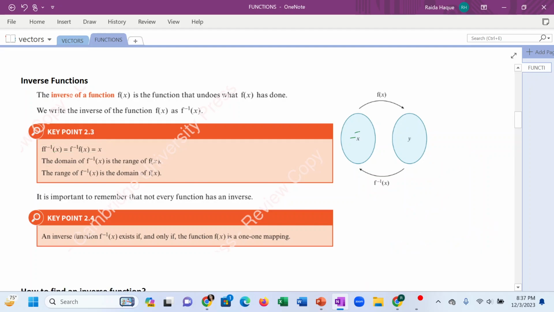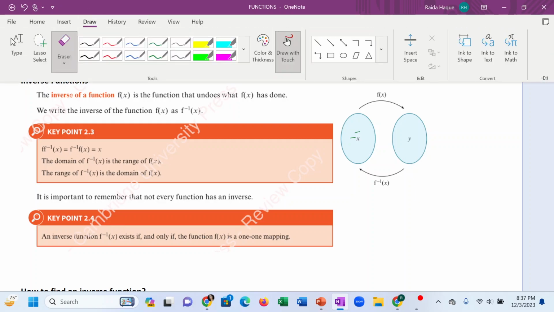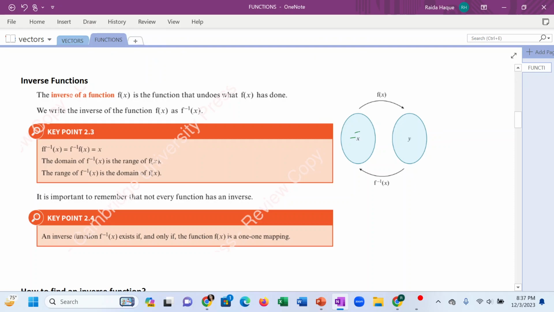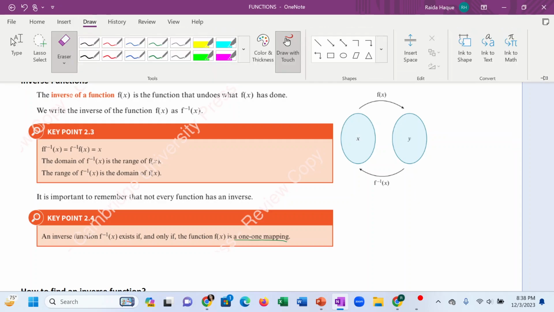In our last video, what we had learned is that there are two types of functions, right? We have one-to-one functions and many-to-one functions. What we really need to note, and that is very important, is that only one-to-one functions have an inverse function. If it is a many-to-one function, it will not have an inverse function, and we can clearly see why. Here I'll show you why.